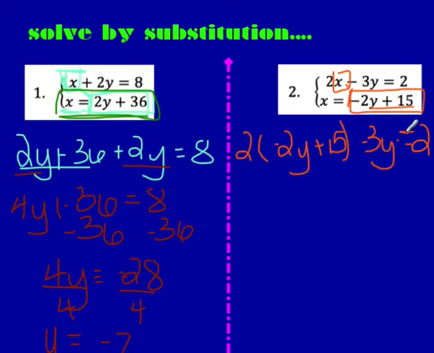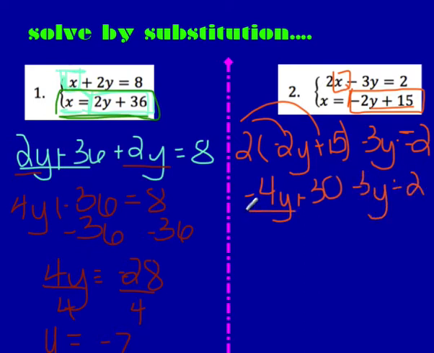Now we're down to one variable, so I can take that 2 and distribute it in. So I get negative 4y plus 30 minus 3y is equal to 2. Negative 4y plus a negative 3y, that's going to get more negative. That's like adding them together. So we get negative 7y plus 30 is equal to 2.